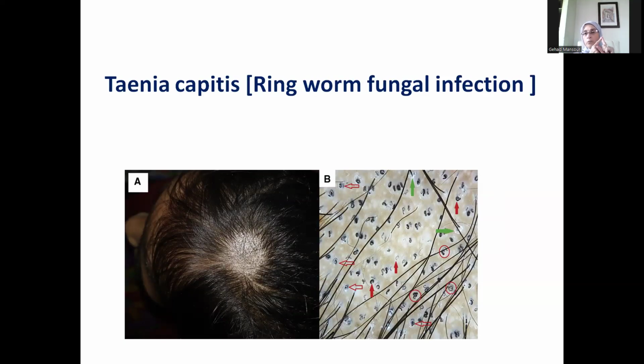It started a week ago. This is the duration. And it's progressive, meaning that it started as one patch and ended up, over the week, showing 3 patches. So this way, I talked about the onset, I talked about the duration, and I talked about the course. Is it progressive or a regress?